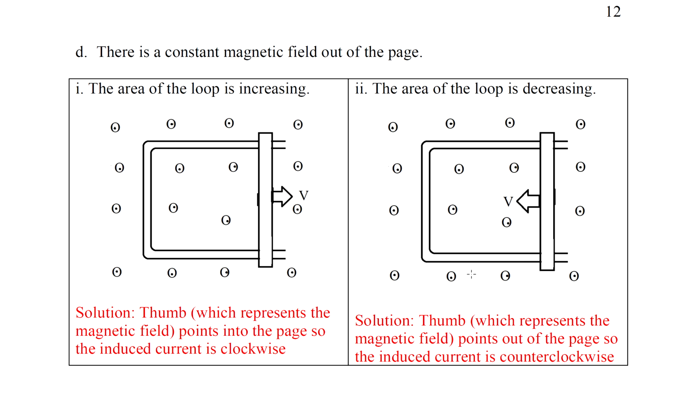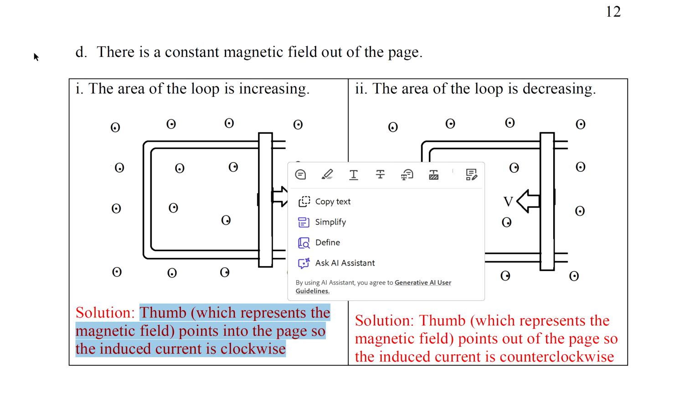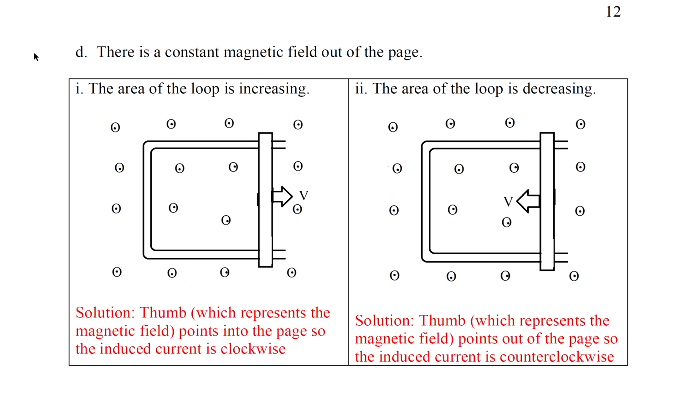Part D: there is a constant magnetic field out of the page. So if the area of the loop is increasing, that means this loop in part I is going to have more magnetic flux. Well, we don't want more magnetic flux. So we're going to put our thumb into the page and our fingers point clockwise from our right hand. Remember, it's called the right hand rule, so use your right hand.